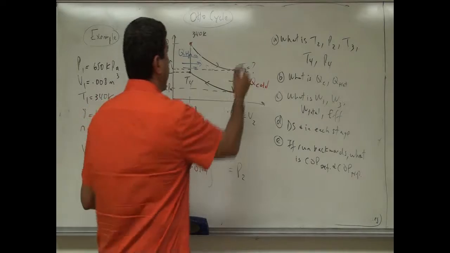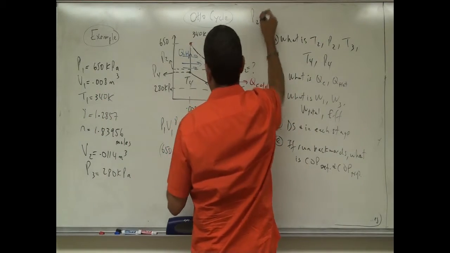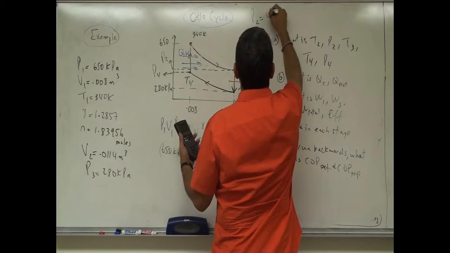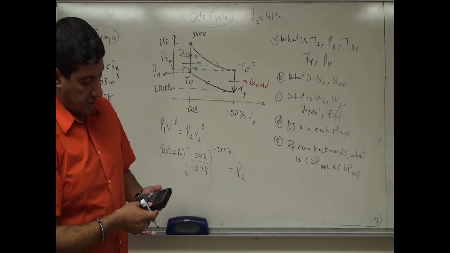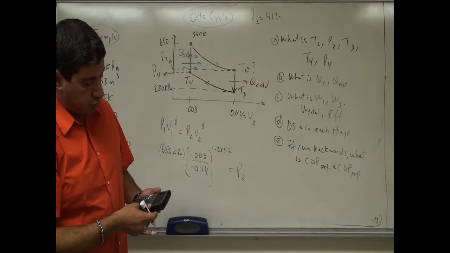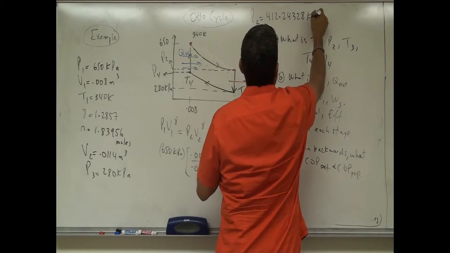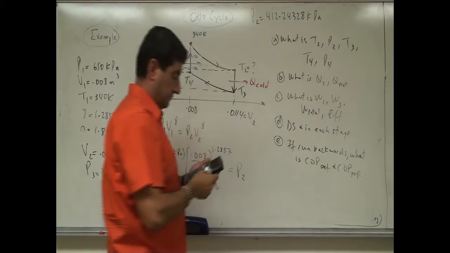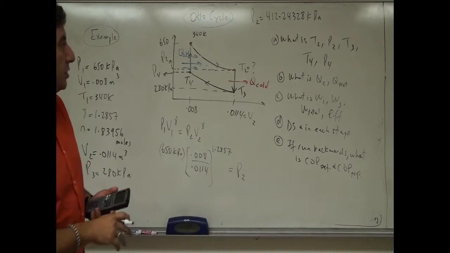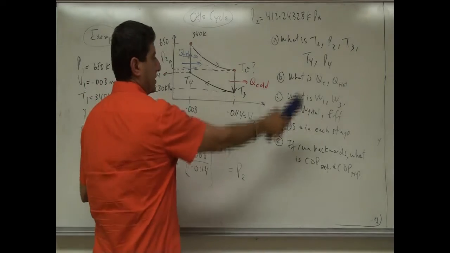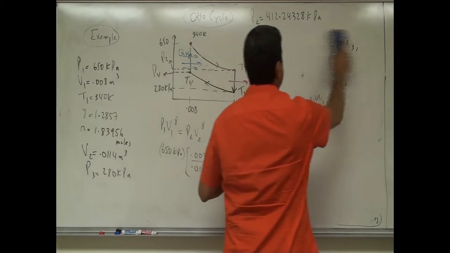So P2, let's add the information here as we find them. P2 is going to be 412.24328 kilopascals. Okay, now I'm going to erase the questions. Okay. And then start adding the information.